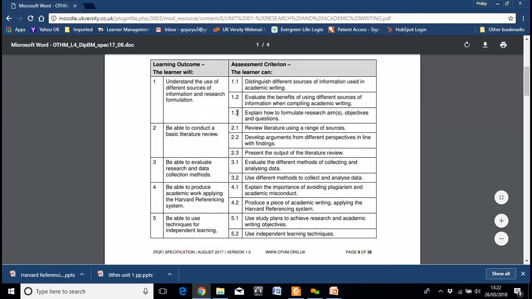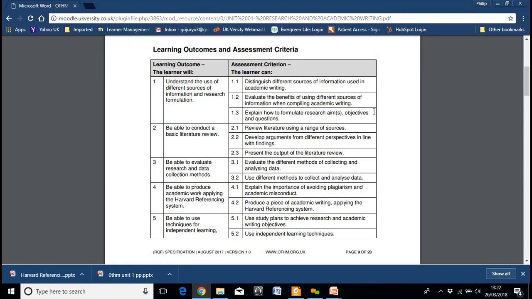Again, 1.3 is asking you to explain how to formulate research aims, objectives and questions. The first thing you need to do is determine what your question is going to be. Determine the problem and how you're going to get around it. And that explains how you're going to formulate the research. So what is the aim of the research? Are you going to solve the problem, or just provide further information as to how a better circumstance can be achieved? So what your objectives and questions are going to be.